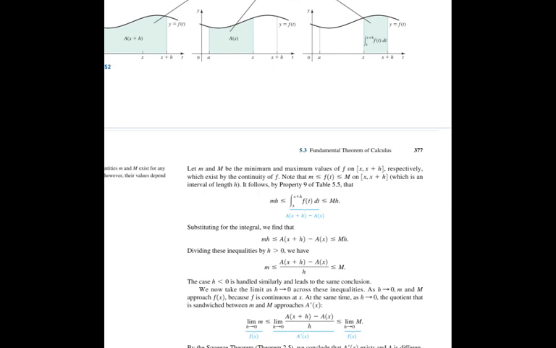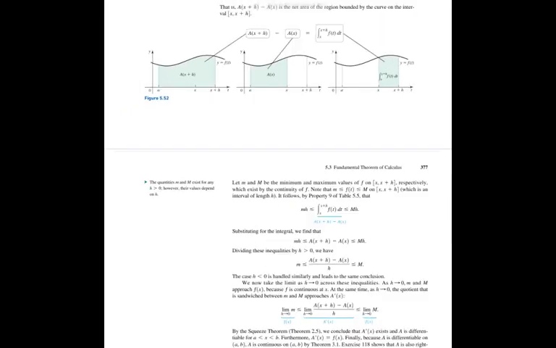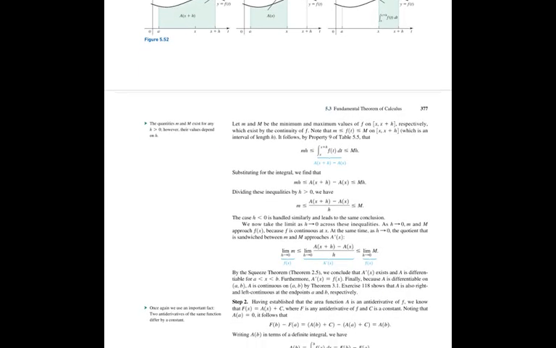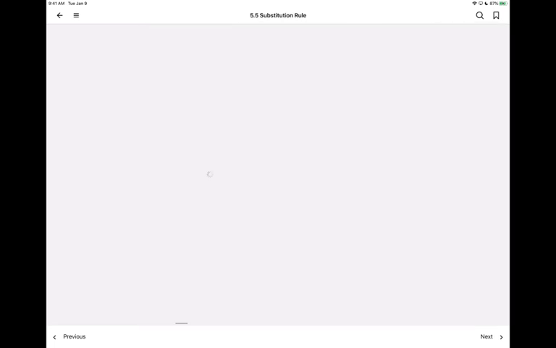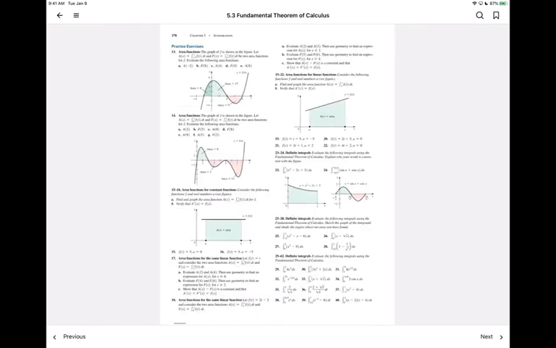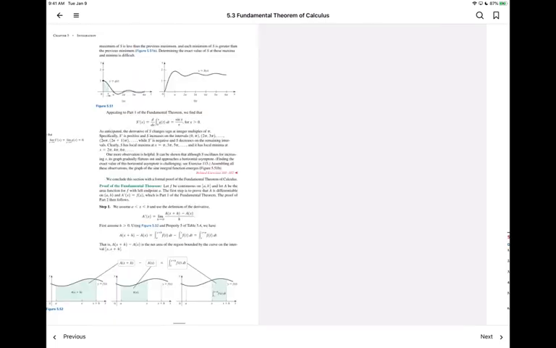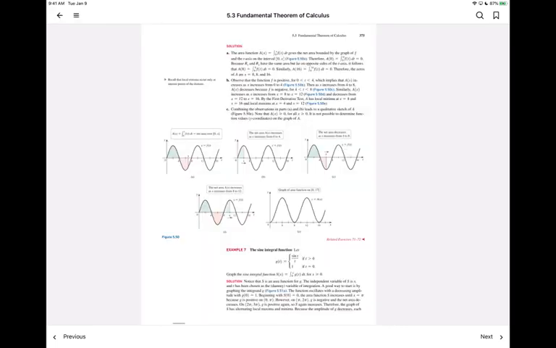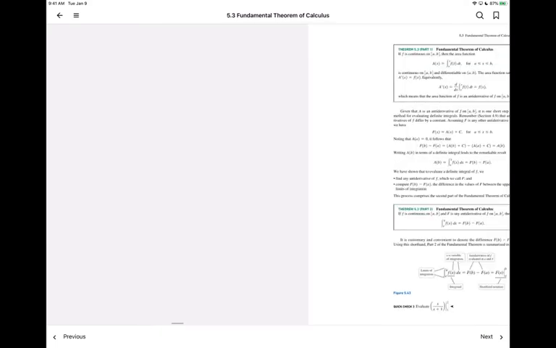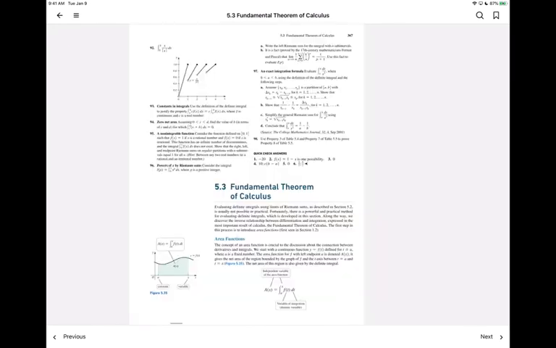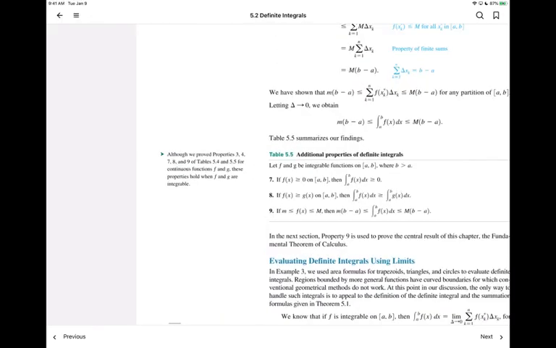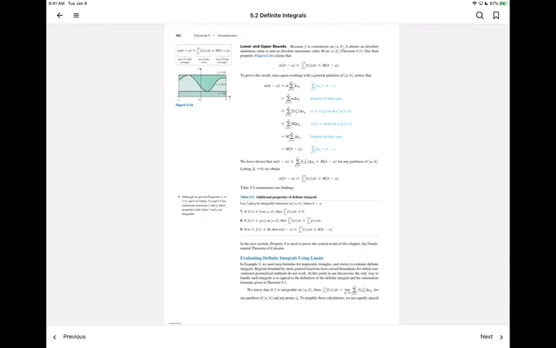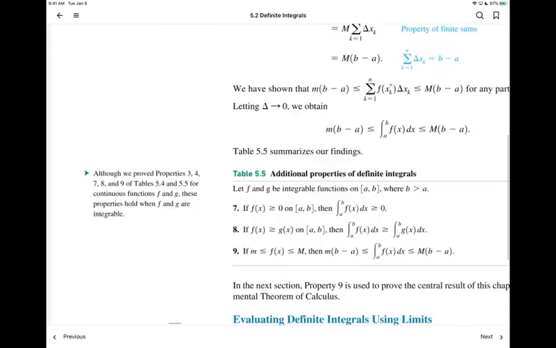Table 5.5. Do we have 5.5 ready to go? No, I think that was in the last section. Let me see if I have it here. Let's go back. We did 5.3 today. So I think it's in 5.2. Just pulling up this table. Okay, right here. Come on. I was kind of bugging a little bit.